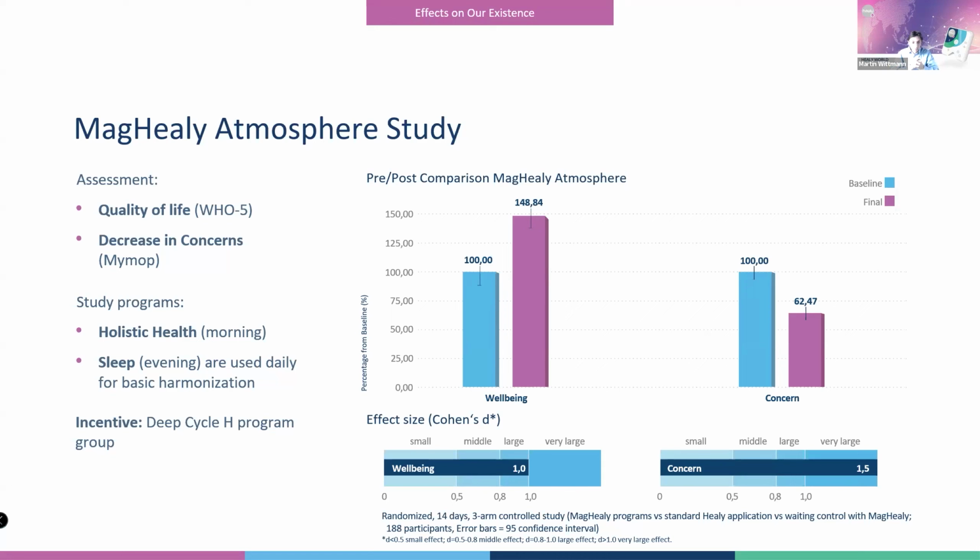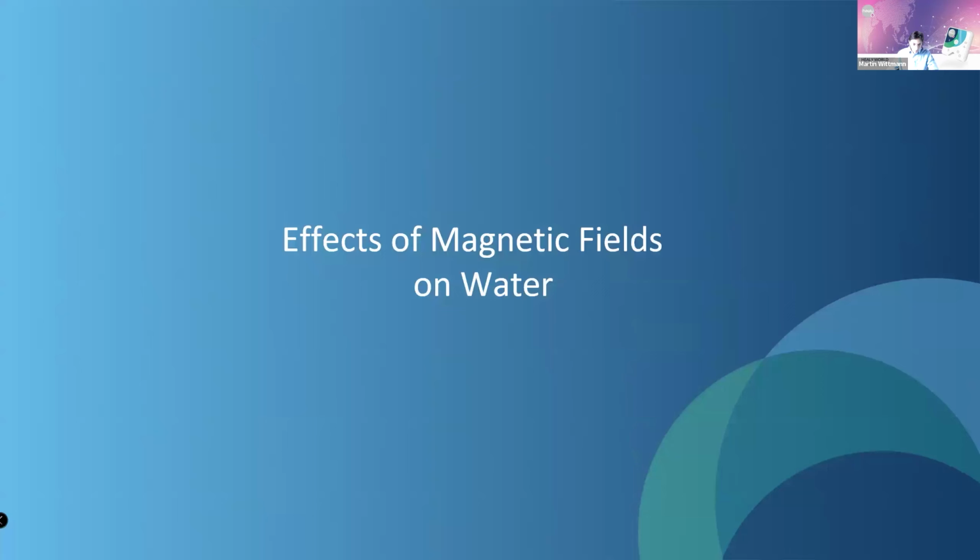And here we also see the effect size. So for concerns, which is quite interesting, it's a very, very large effect size. So people had issues. They said in the beginning of the study, okay, I have issue X, Y, Z. And after the study, we asked them, okay, how much better got your issue? And it got really, really much better. And that's what we also experienced in the sleep study. So they really slept a lot better.